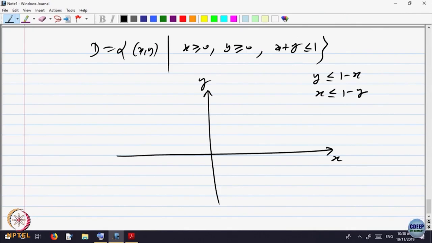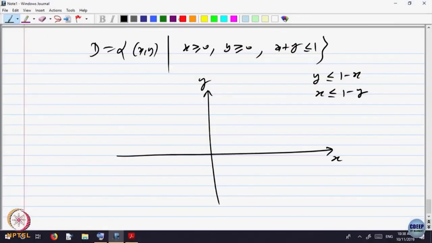What is that x plus y equal to 1? That is a line, right? So that is a line cutting x axis at 1, cutting y axis at 1. So there is this line, so that is this line x plus y equal to 1. So this is 1, this is 1, this is 0. So, what is our domain? Our domain is precisely this triangle. Right?